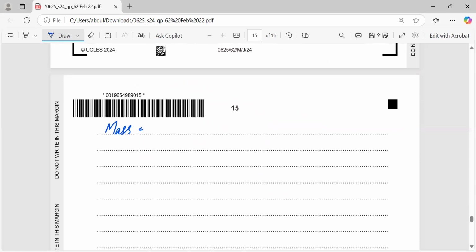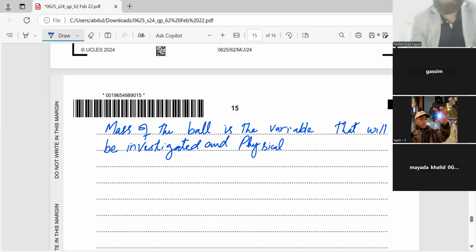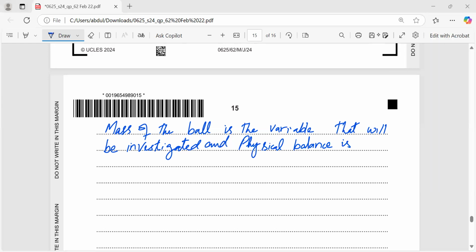ball is the variable that will be investigated, and a physical balance is needed to measure its mass.